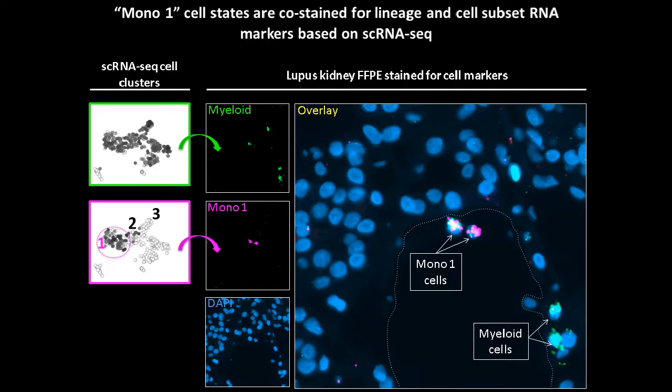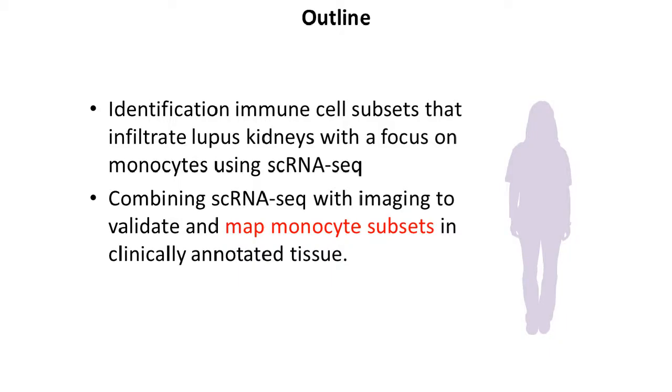So we basically did this for the three different subsets. I won't show you all of the examples here due to time constraints, but basically we were able to find each of the monocyte subsets in several patients. And in that way, we felt reasonably confident that we were using single-cell RNA sequencing to help figure out new clusters of cells, new cell types, and then going back into tissue to help validate those cells.